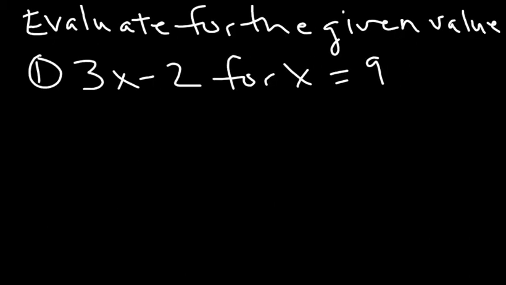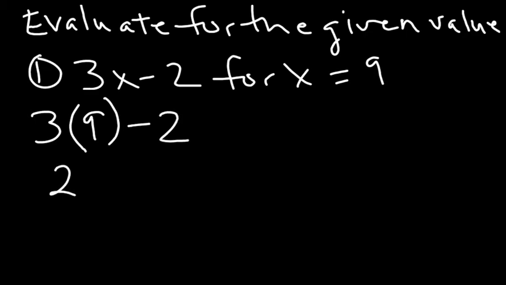Sometimes the directions say evaluate for the given value. That means they're going to give you an algebraic expression like this one, and then they're going to give you the value to put in. That's why it says for x equals 9. Algebraic expression, given value. They're giving you the value. So you're going to put 9 in for x. So 3 times 9, because that's 3x minus 2. Well, 3 times 9 is 27, minus 2 is 25.